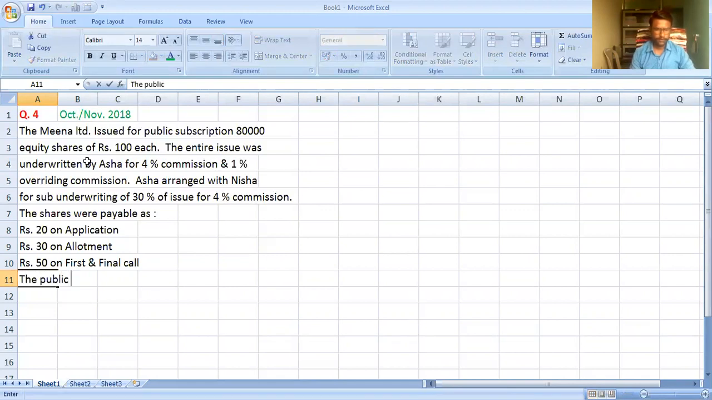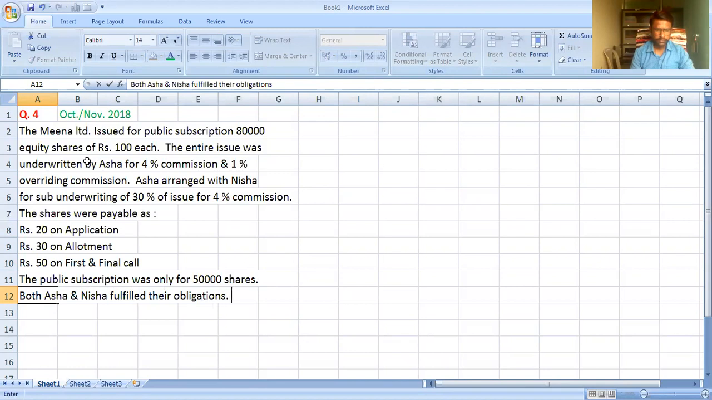The public subscription was only for 50,000 shares. Both Asha and Nisha fulfilled their obligations. Later on, Asha sold 11,000 shares at ₹90 each.